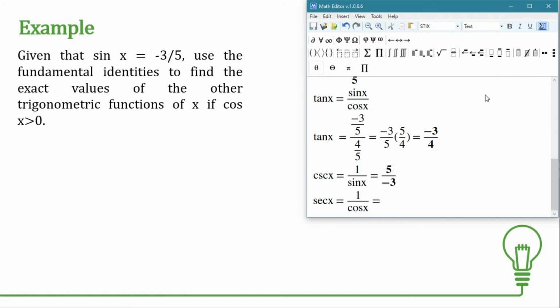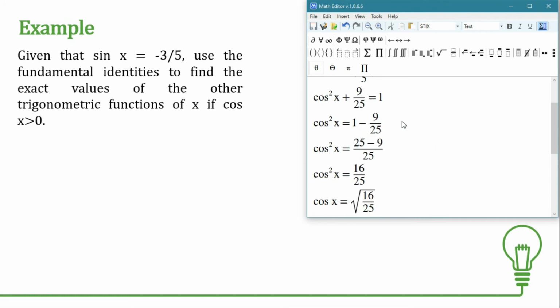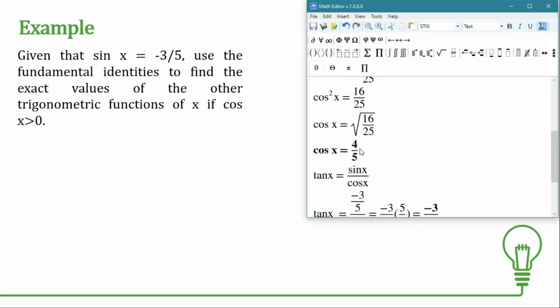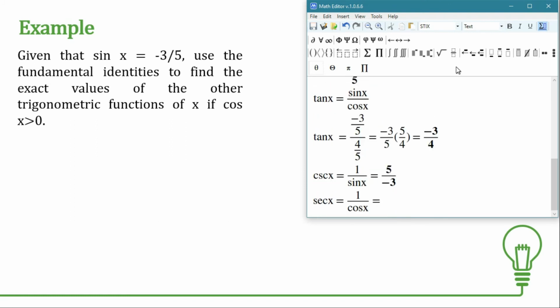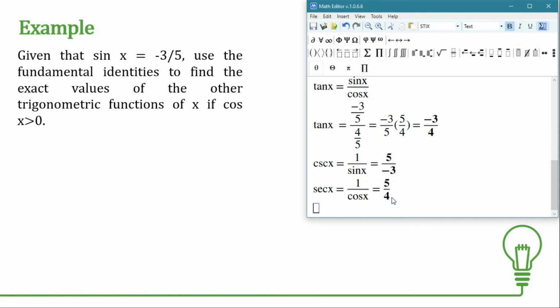And for us to do that, kunin lang natin yung reciprocal ni cosine of x. Kunin lang natin yung reciprocal ni 4 over 5. And that is actually equivalent to 5 over 4. And that makes the function value of the second function. Okay? And the last one is the cotangent of x.